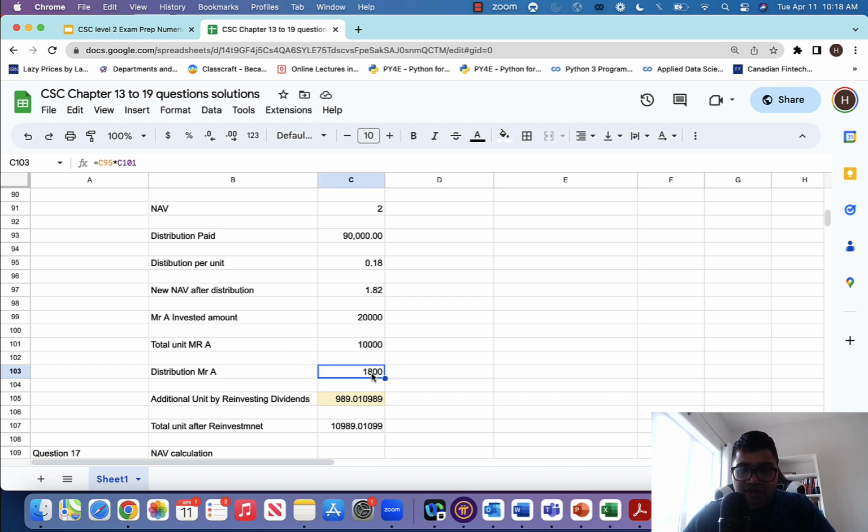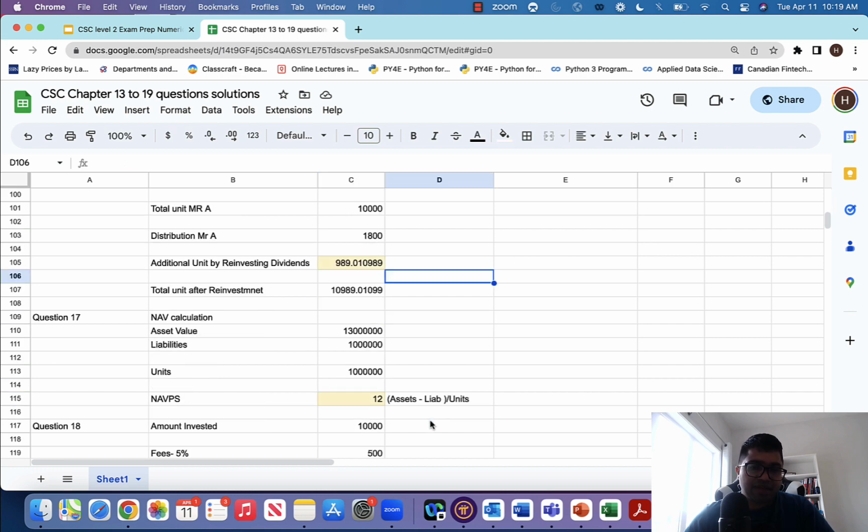So this $1,800 is going to be reinvested at the new NAV of 1.82. So 1,800 divided by 1.82 generates 989.01 as the answer. So additional units are 989. The investor had 10,000 units already. He generates 989 additional units, so he ends up with 10,989 units. So this is the answer, 989 units. This is another variation that can be asked in the exam.